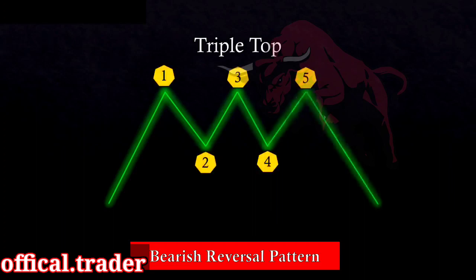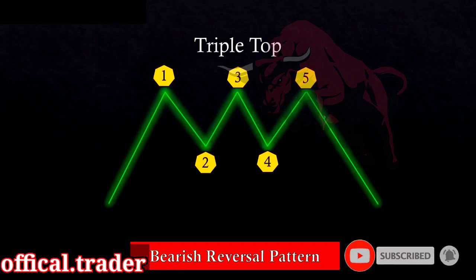I said it's an extension of the double top because it's very similar to that pattern, but instead of 2 highs sitting in the same level, the triple top has 3 highs sitting in the same price level. In other words, highs 1, 3, and 5 form a nice resistance, which means that buyers are trying to create higher highs, but they are failing to do so.